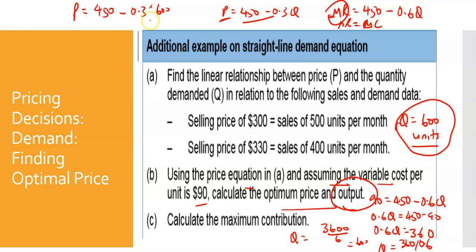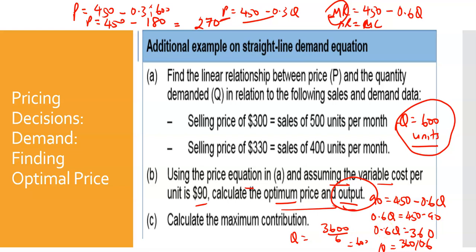And 0.3 times 600 is 180, right? P is equal to 450 minus 180, and that is equal to 270. So P is equal to 270. That's my optimal price and my optimal output.